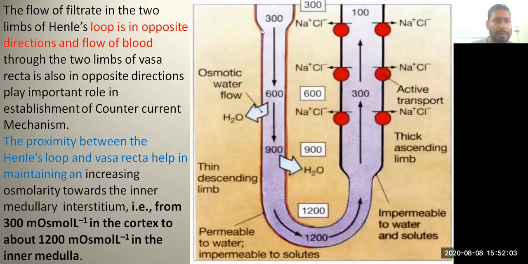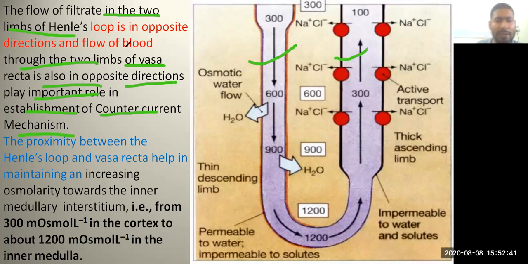In the next slide: the flow of filtrate in the two limbs of the loop of Henle is in opposite directions, and the flow of blood through the two limbs of the Vasa recta is also in opposite directions. These play an important role in the establishment of the counter current mechanism. You can read the flow of filtrate in the two limbs of Henle's loop is opposite. One limb is here and another is here.